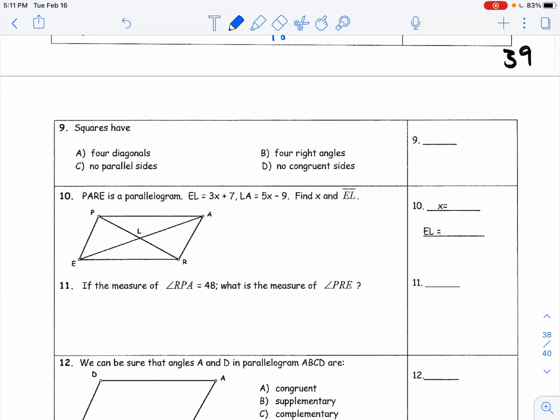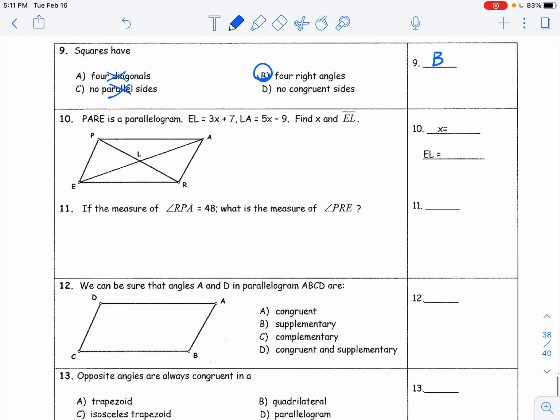Question number 9, squares have what? They have 4 diagonals? No, they have 2. Nope, that's not true. 4 right angles, that's true. And of course, all their sides are congruent. So I'm going with B.